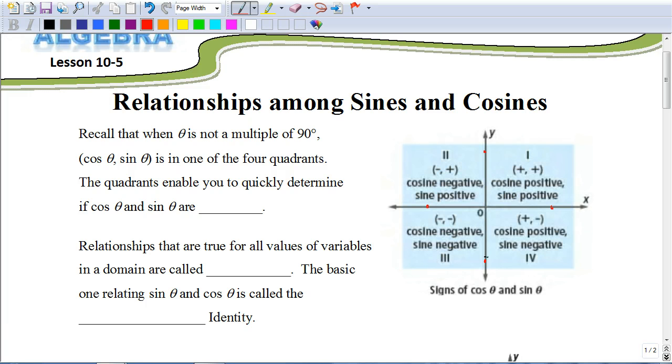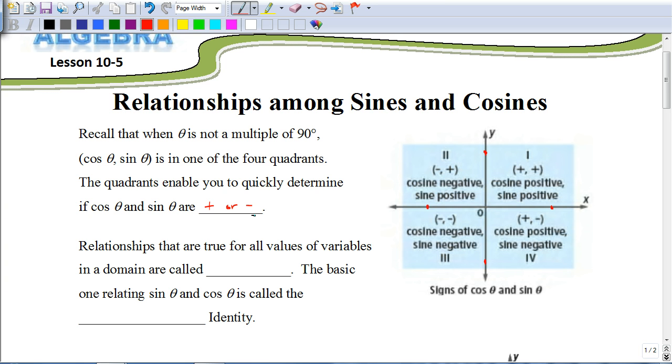And so what this first paragraph is saying is, recall that when the angle is not a multiple of 90 degrees, the cosine and the sine is going to be inside one of the four quadrants. Because when it is a multiple of 90, that's when it's on one of the axes. But when it's between 0 and 90, it's going to be inside one of these four quadrants. The quadrants enable you to quickly determine if the cosine of the angle and the sine of the angle are either going to be positive or negative.